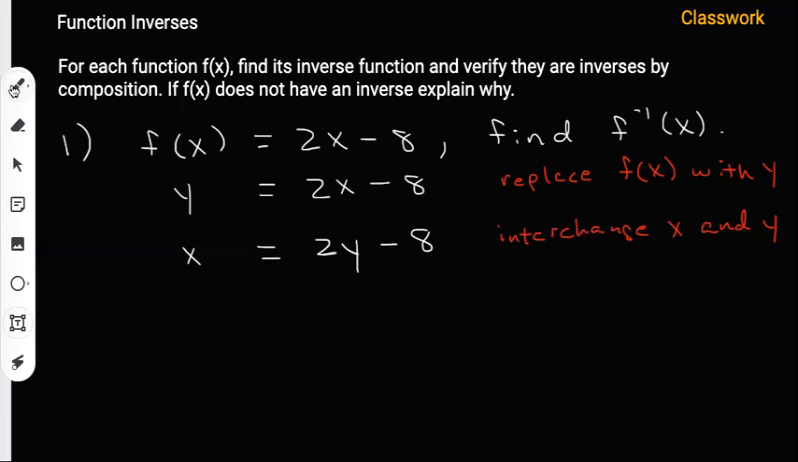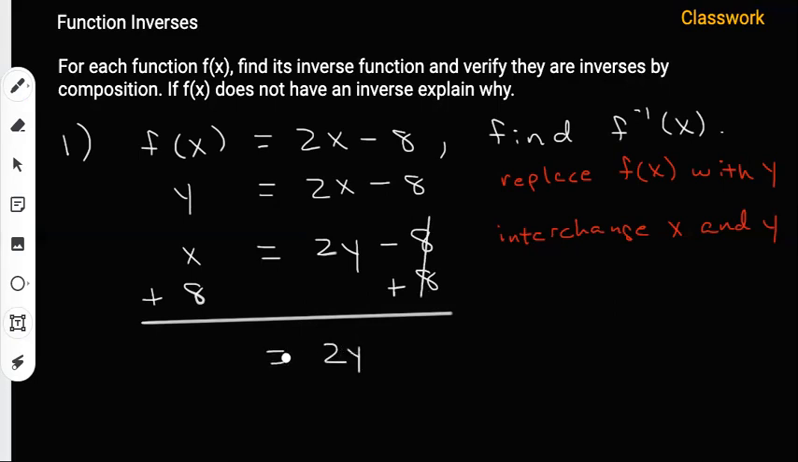Okay, so now what we want to do is we want to get y by itself. We want to solve for y. So basically, we're trying to get y by itself now. We need to get rid of the minus 8 first, and then we're going to get rid of this 2 that's out in front. So to get rid of a minus 8, I'm going to add 8 to both sides. So that way, the minus 8 and the plus 8 cancel out, and I'm only left with a 2y on this side. On the other side, I'm going to have x plus 8.